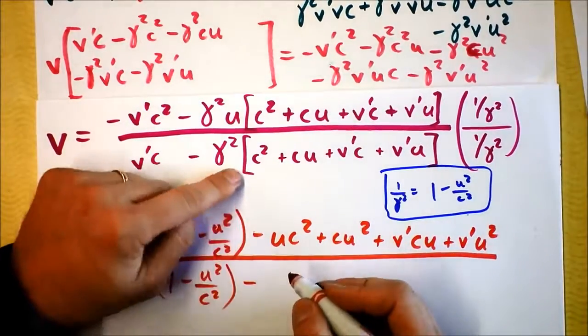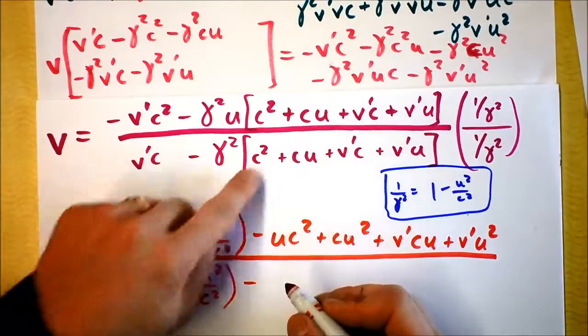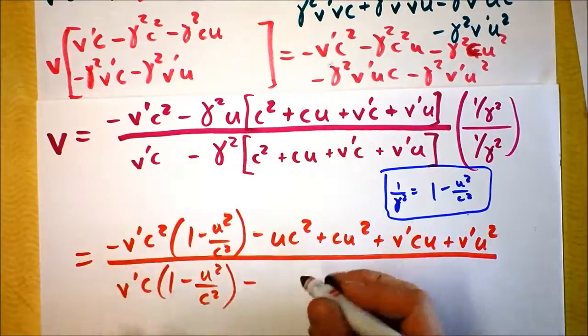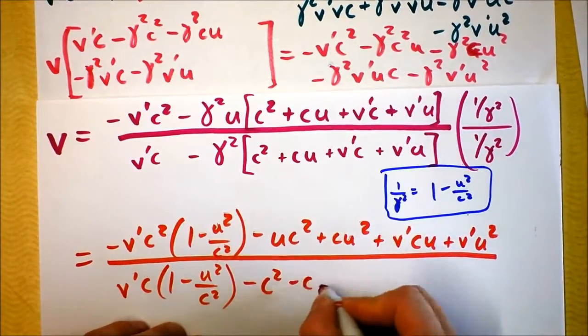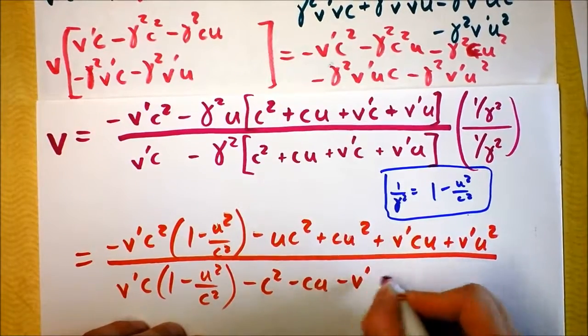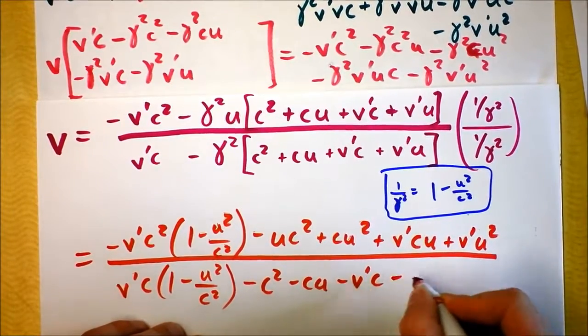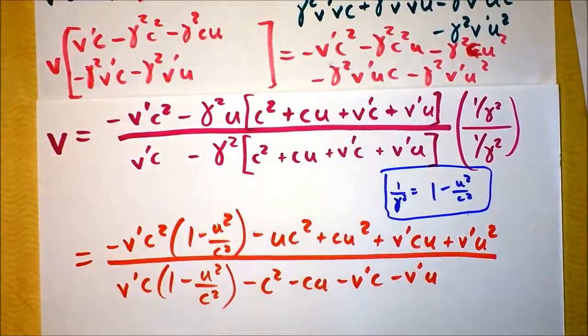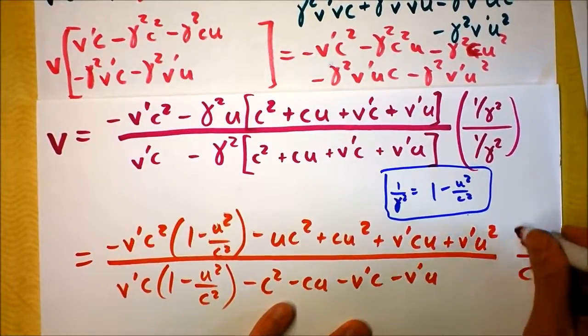Over here, we're only going to have what's left in the middle here. So I'm distributing a minus sign too. I need to make sure that all these terms come out negative. I'm going to net negative c squared minus c times u minus v prime times c minus v prime times u. Ooh, we're getting really close. Can you smell it? No. Not really. I'm just going to multiply the numerator and the denominator by c.